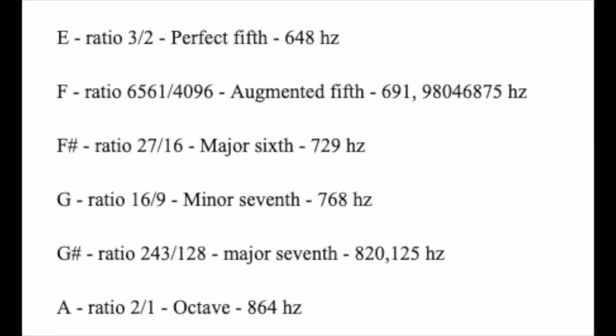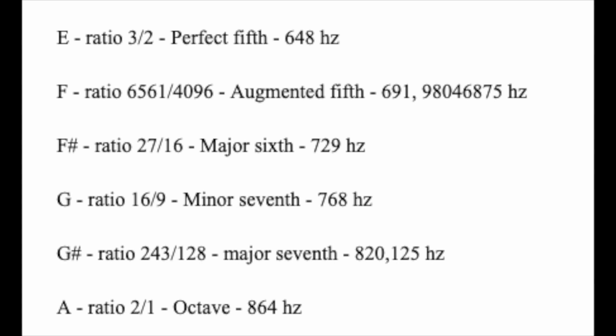Next note is an E. The ratio is 3 to 2. This is the perfect fifth. That is 648 Hertz. And then we have the F. The ratio is 6561 to 4096. This is called an augmented fifth. And the frequency is 691.98046875 Hertz.